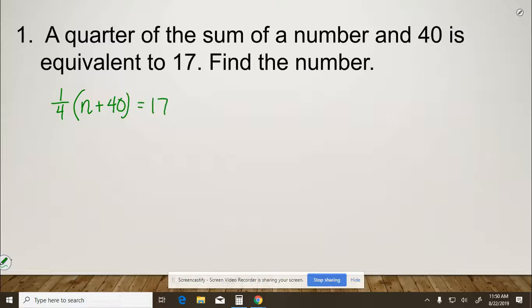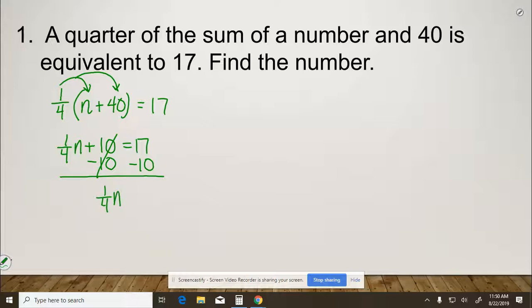We start by distributing, multiplying all terms inside the parentheses by the number outside. So we have 1/4 of n plus 40 times a fourth, which is 40 divided by 4, which equals 10, equals 17. Now we get rid of the constant, being positive 10, and subtract 10 from both sides, resulting in 1/4 of n equals 7. Last, we get rid of the coefficient, which is 1/4, and the opposite of multiplying by a fourth is multiplying by 4, because that's its reciprocal, resulting in n equals 28.